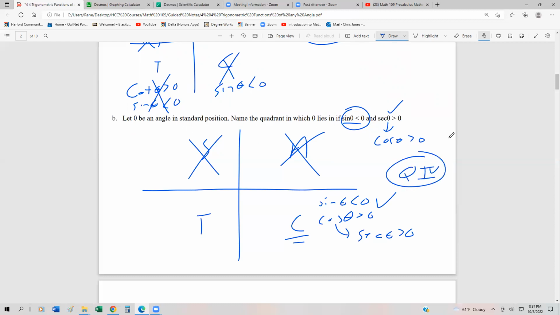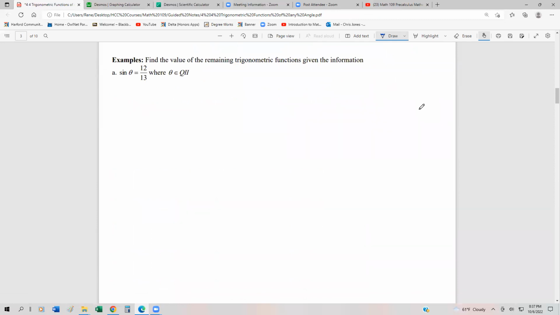So that's how you try to do it. Maybe eliminate the quadrants where the first condition is not satisfied, or find where the first condition is satisfied, which has to be either quadrant 3 or 4, and then look for the other condition. Now, another type of problem that can arise is if we're given the value of a trigonometric function and told which quadrant the angle terminates in. Again, all students take calculus.